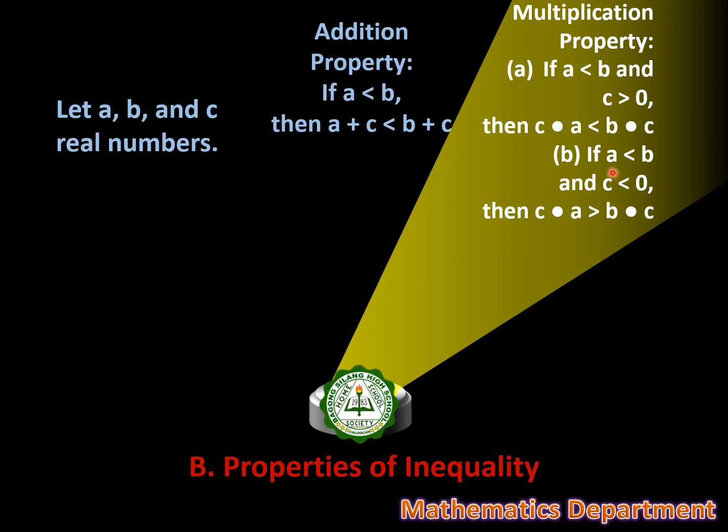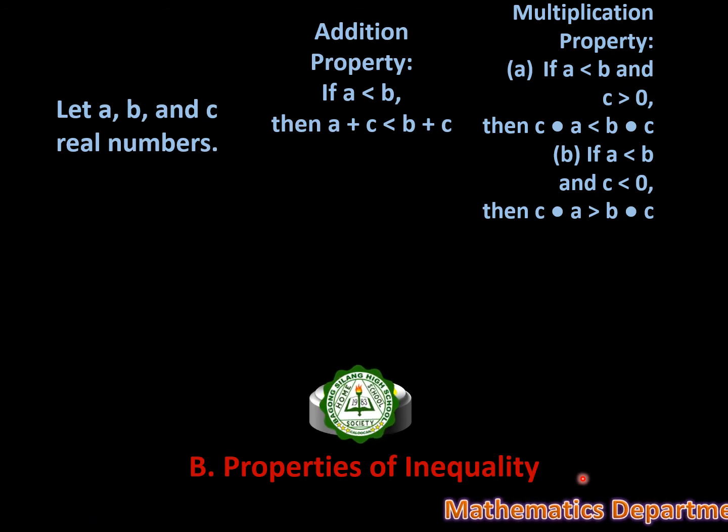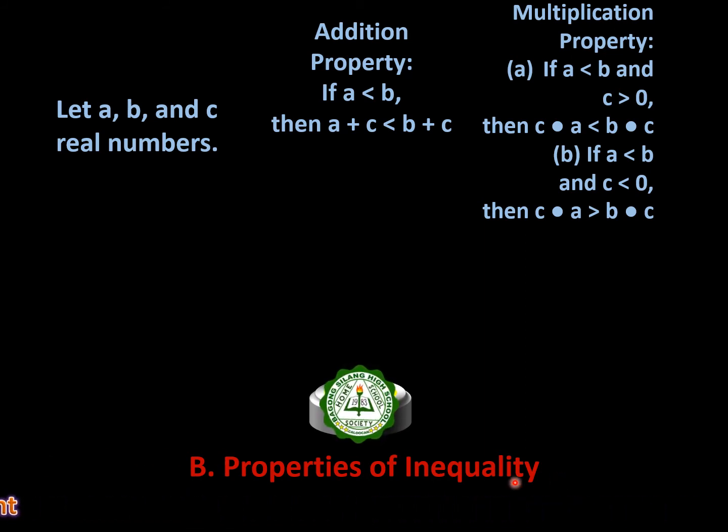Letter B. If A is lesser than B and C is lesser than 0, meaning C is a negative number, then C times A is greater than B times C. So, the symbol will reverse. And that's the properties of inequality. So, properties of inequality is also used to solve problems involving linear inequalities in one variable.